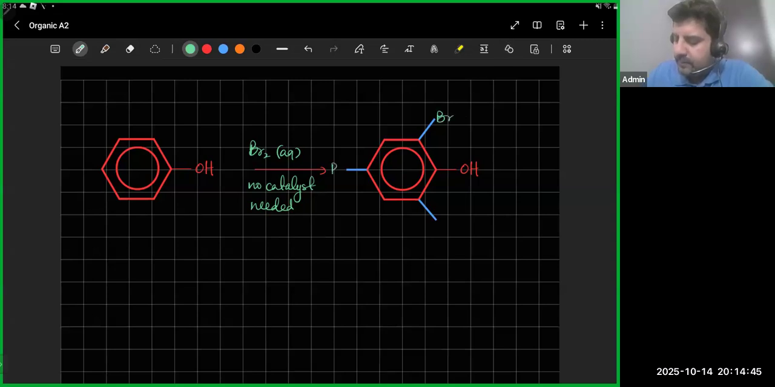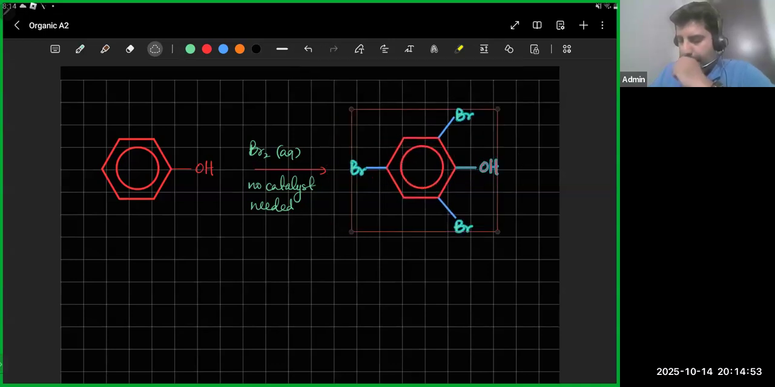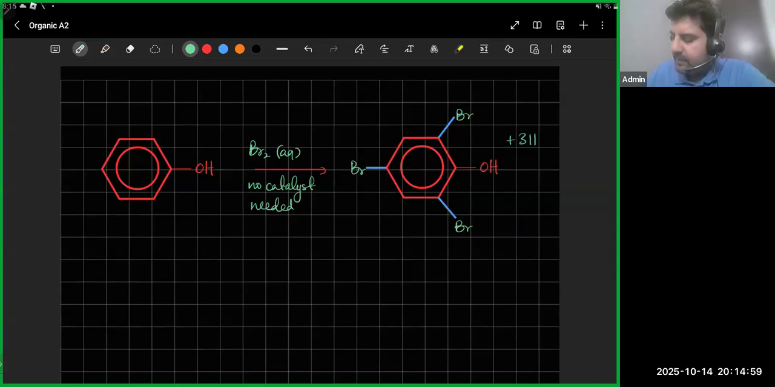So bromine getting attached on all 3 positions. This is what you're going to get. And plus there would be 3 HBr molecules, because the H is going to get knocked out from the benzene. So you're going to get 3 HBr molecules.